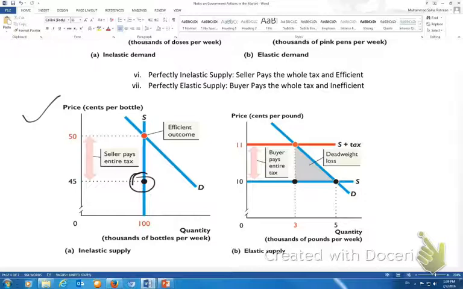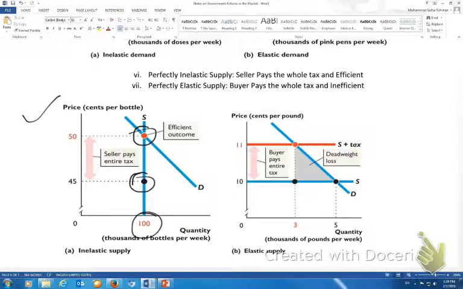As a result of the vertical supply curve, the supply curve really cannot go up or go down. It cannot shift. But what the supplier can do is say that now we are going to charge you a higher price, which is $50, and there's no change in the production.